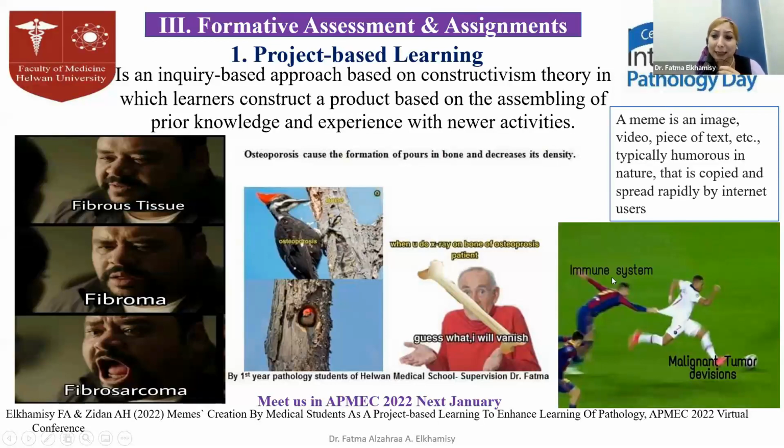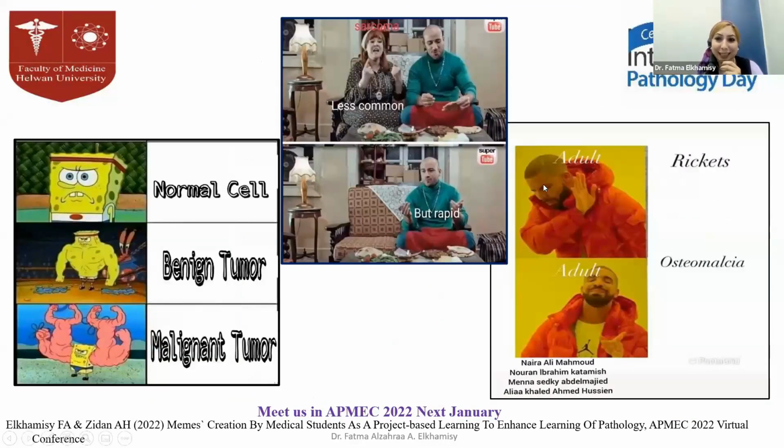Or maybe here in this meme, in which they quoted a shot from a match, and they tried to elaborate on the idea that the immune system tries to catch the malignant cells and kill them. However, the malignant tumor can escape the immune system and cause immune tolerance. These are also some of the memes. This one is very simple. This is Drake, the singer. This meme was to emphasize that osteomalacia occurs in adults, while rickets doesn't occur in adults, it occurs in children, and so on.